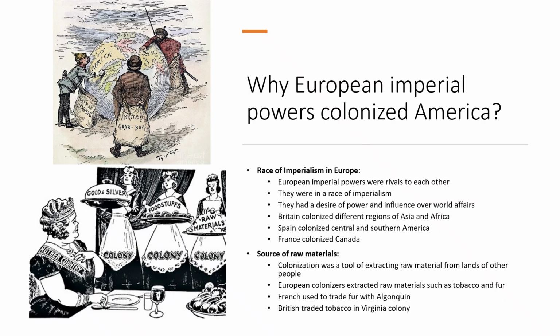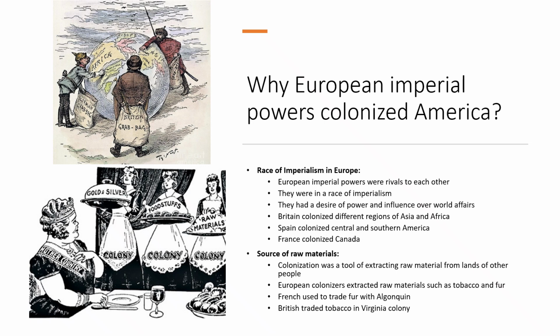The first reason behind the colonization of America by the European imperial powers was the race of imperialism in Europe. Students, at that time there was a race of imperialism between all these European powers. Now what is imperialism? I'll give you a very simple concept. Imperialism was a policy that European powers were using at the time, a policy of extending the political influence of European powers beyond their borders. They were interested in extending their power beyond their borders to gain economic benefits and political benefits from the lands of other people.